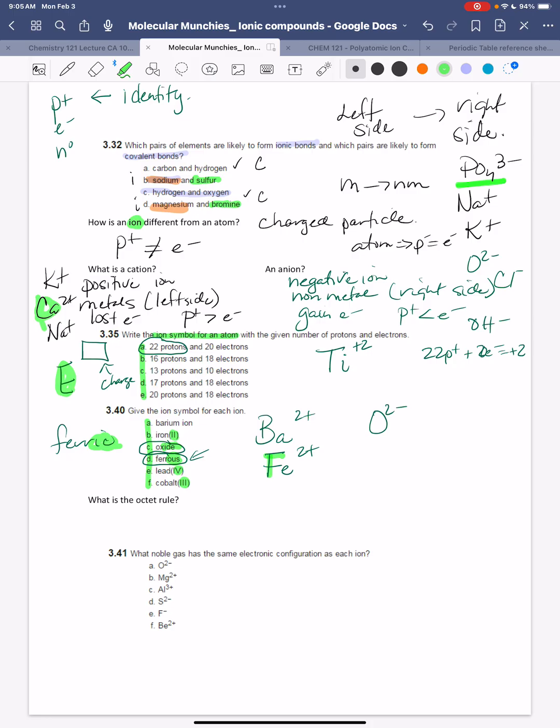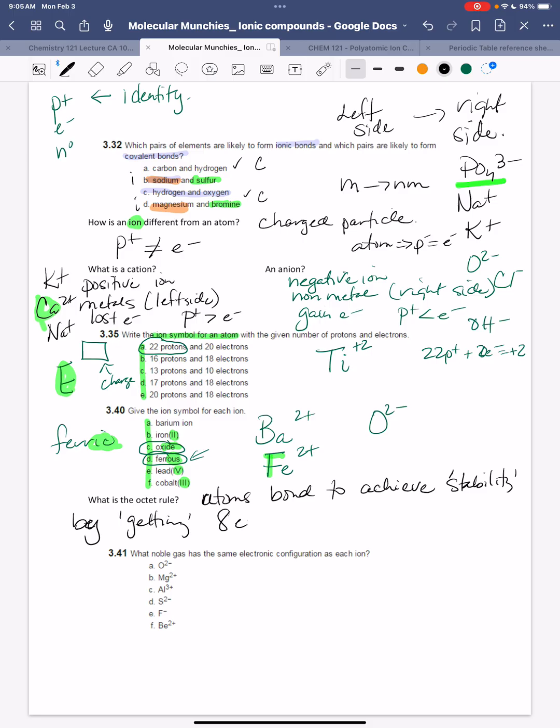Okay. What is the octet rule? Basically, the octet rule, I think we've spoken about, and I just want to make sure. It is the fact that atoms bond to achieve what we call stability, low energy in other words, by getting 8 electrons in their valence shell.